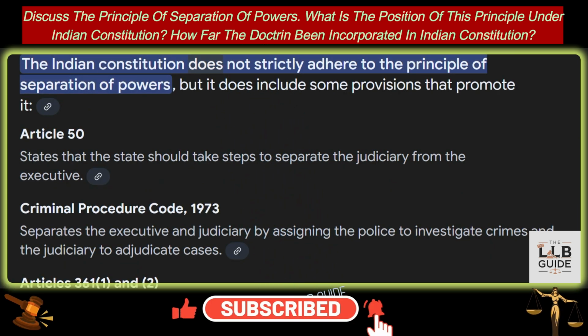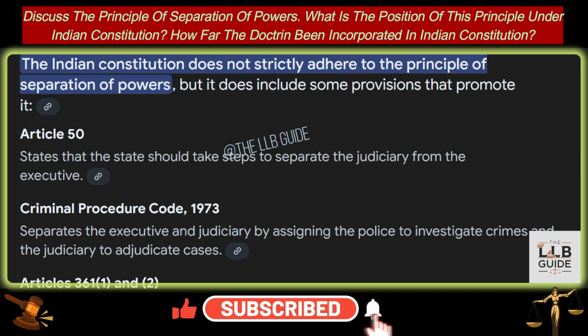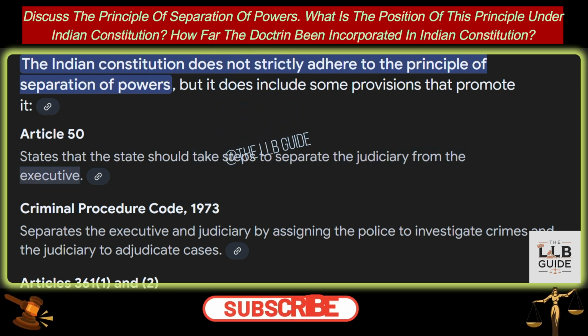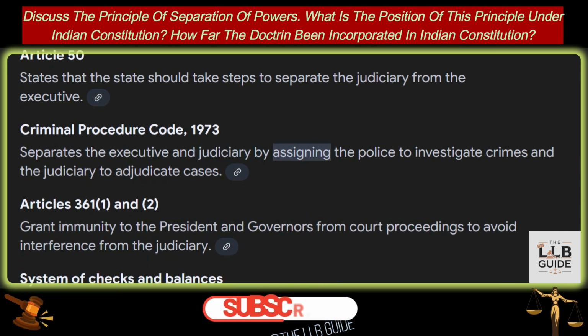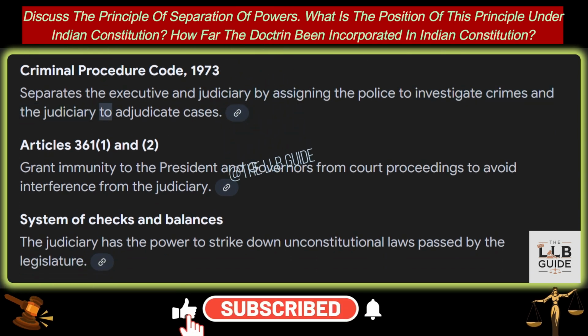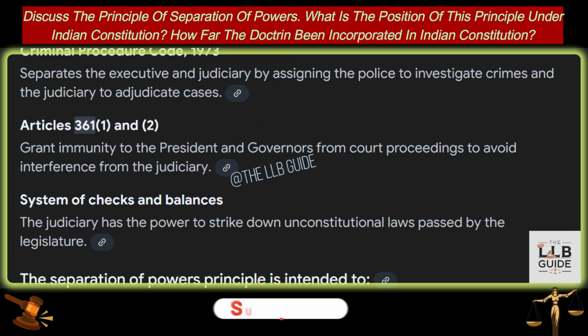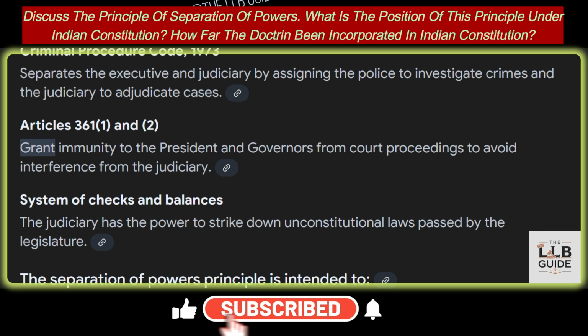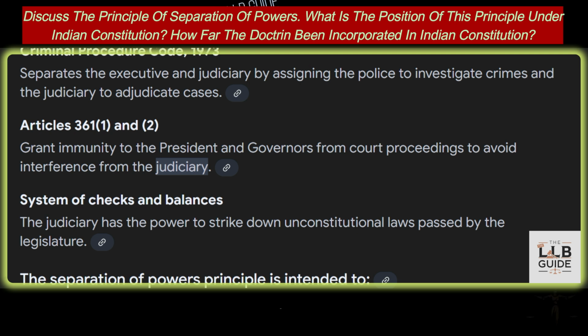The Indian Constitution does not strictly adhere to the principle of separation of powers, but it does include some provisions that promote it. 1. Article 50 states that the state should take steps to separate the judiciary from the executive. 2. Criminal Procedure Code, 1973, separates the executive and judiciary by assigning the police to investigate crimes and the judiciary to adjudicate cases. 3. Articles 361(1) and (2) grant immunity to the President and governors from court proceedings to avoid interference from the judiciary.